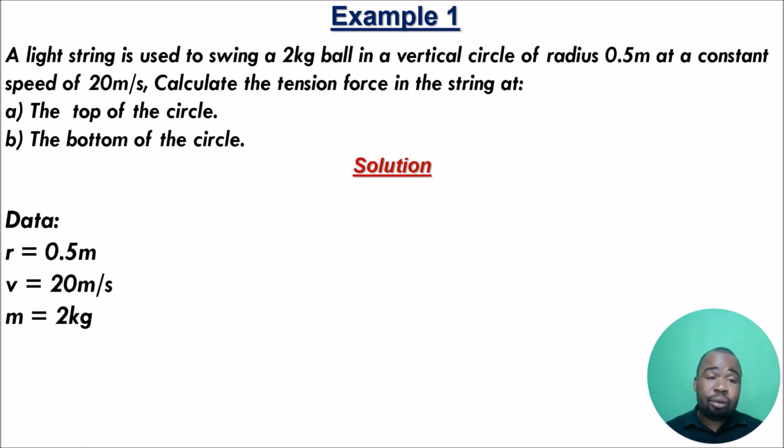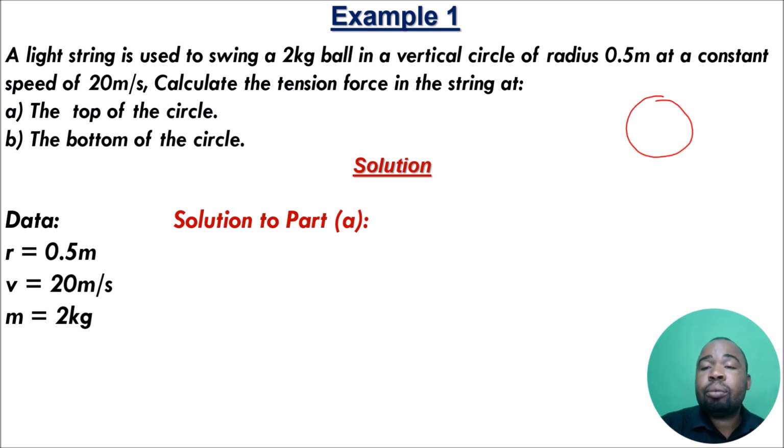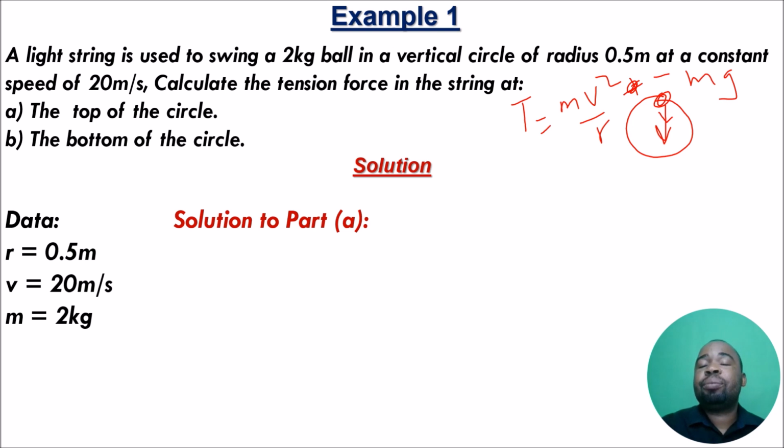Let's collect data. We are given the radius 0.5, we are given the speed 20 meters per second, we are given the mass 2 kilograms. What's the solution for A? We said at the top they are working together, and we came up with the equation which said tension is mv squared over r minus mg. That's the expression for the top.